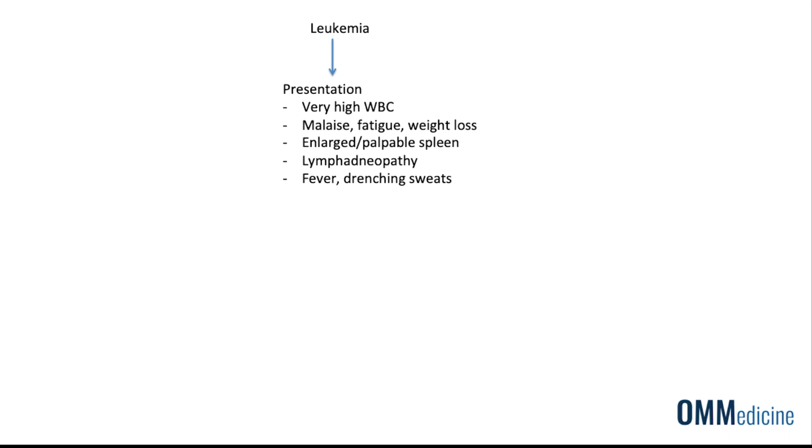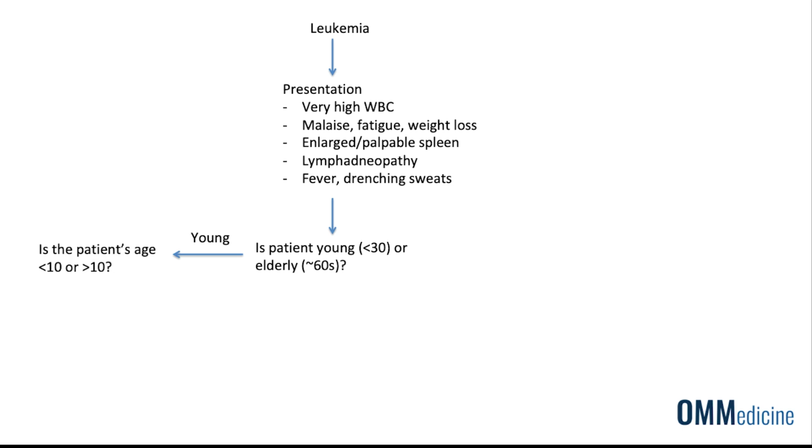And the next question you should ask yourself is, is the patient young, meaning are they under age 30, or are they about age 60 or older? So let's say our patient is young. After that, we need to ask ourselves, is the patient very young, meaning under age 10, or are they an adolescent, meaning over age 10? And so if the patient is under age 10, it would raise concern that they have BALL or B-cell acute lymphoblastic leukemia.